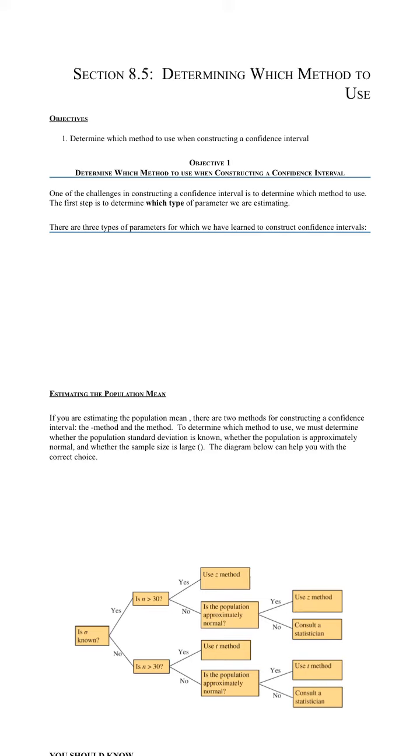Section 8.5, determining which method to use. One of the challenges in constructing a confidence interval is determining which method to use. The first step is to determine which type of parameter we are estimating. There are three types of parameters.